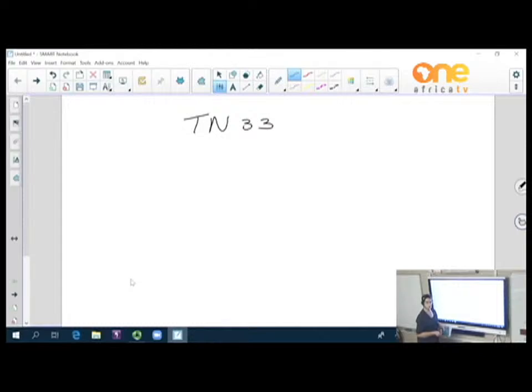Factorizing to do the fraction. So it's again revision of factorization. So we start with try now 33. And the first sum there says 1 over x plus 1 plus 2 over x squared minus 1.